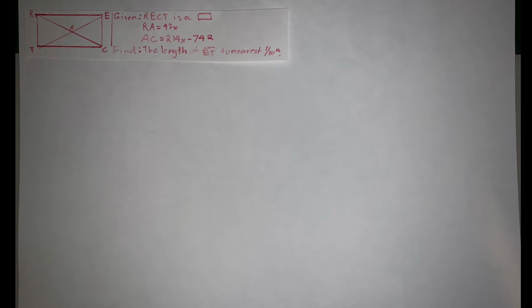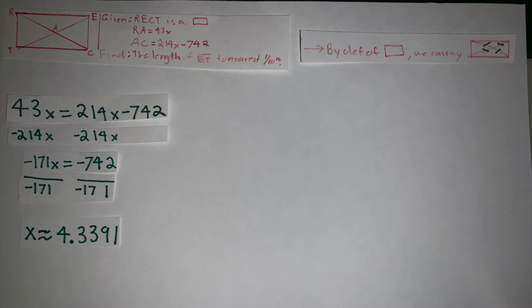To find the value of x, we're going to set 43x equal to 214x minus 742. Finding x in this equation is pretty simple. All we're basically doing is setting the two values they give us equal to each other. So 43x is equal to 214x minus 742.